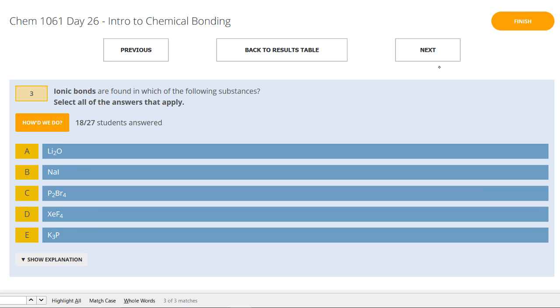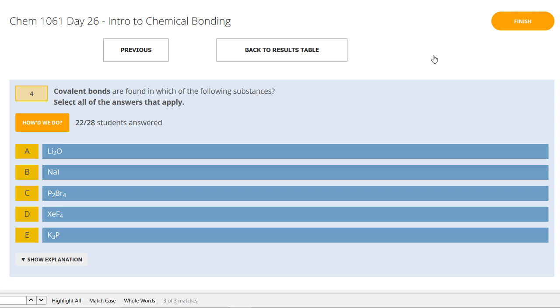All right, next up, number 3, which of the following substances have ionic bonds? Select all of the answers that apply. Correct choices here, A, B, and E. Why would C and D not be considered ionic compounds? They share electrons because in each case they are comprised only of nonmetals. So when we have metals to nonmetals, we have ionic bonds. When we have nonmetals to nonmetals, we have covalent bonds.